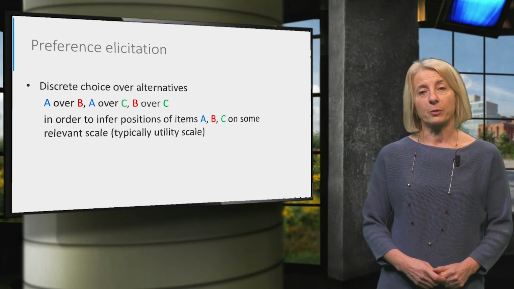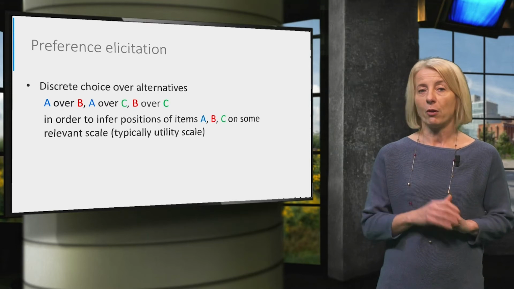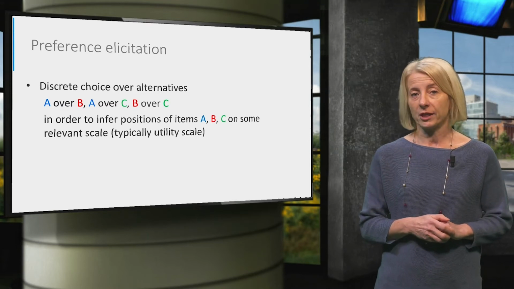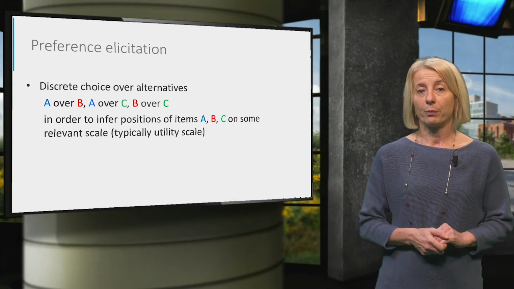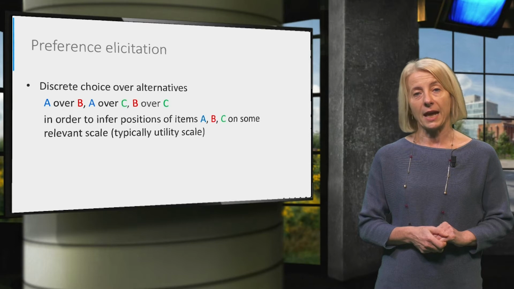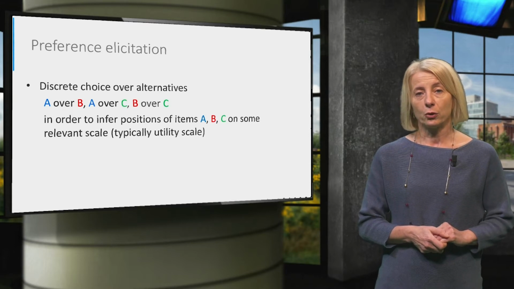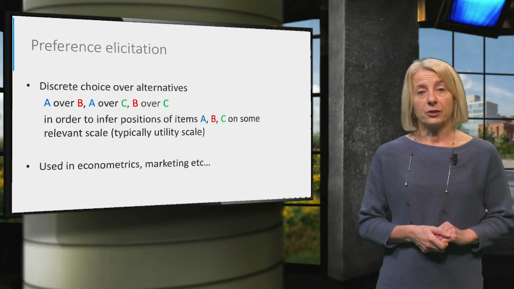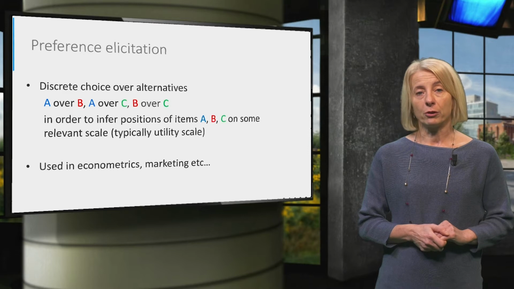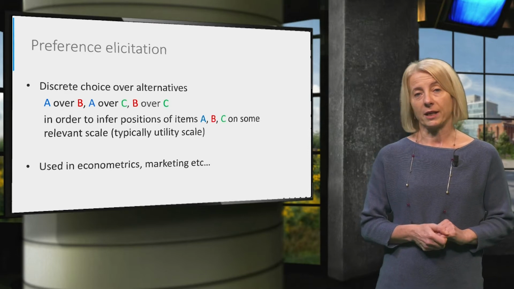We can ask an expert to compare alternatives A over B, B over C, and A over C, and from their answers infer positions of atoms A, B, C on some relevant scale, usually a utility scale. This type of elicitation is often used, amongst others, in econometrics and marketing.